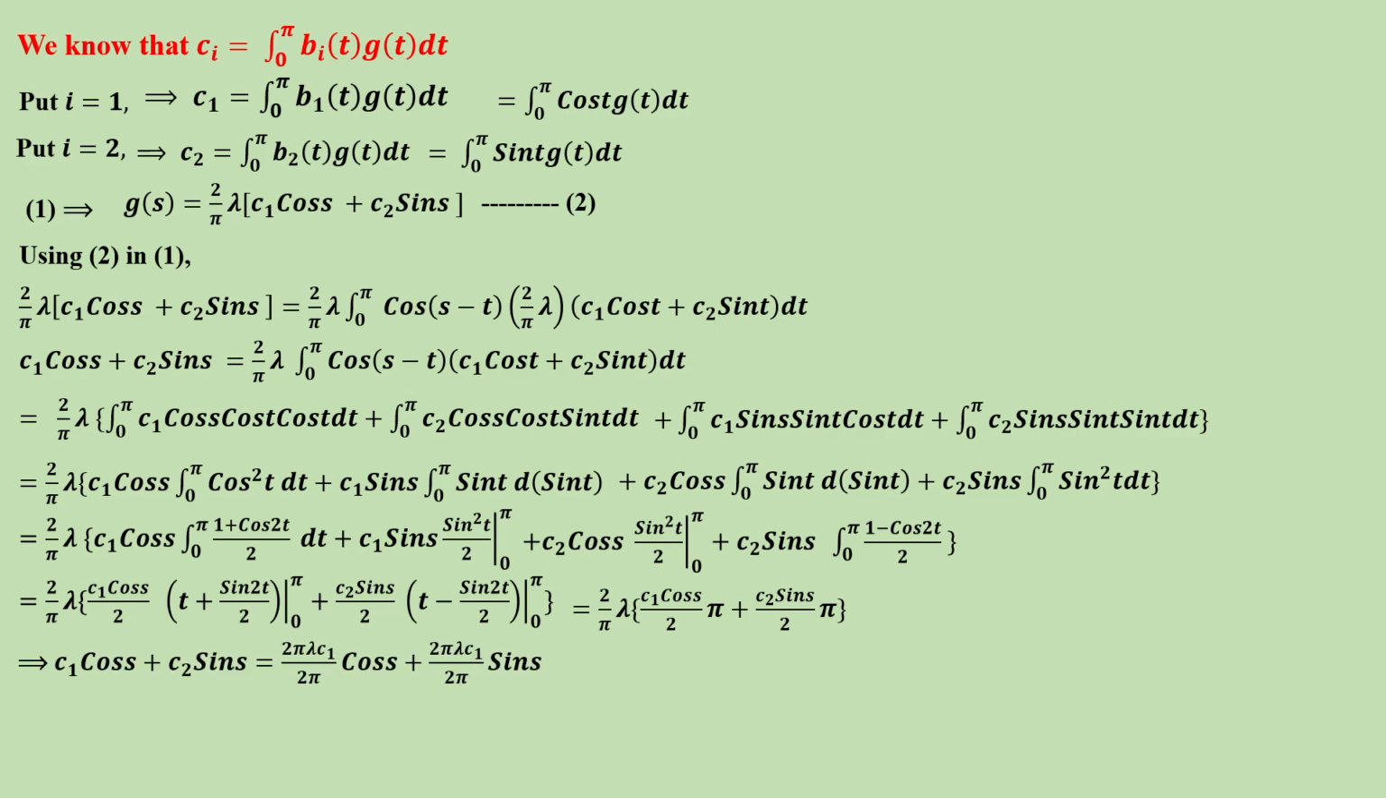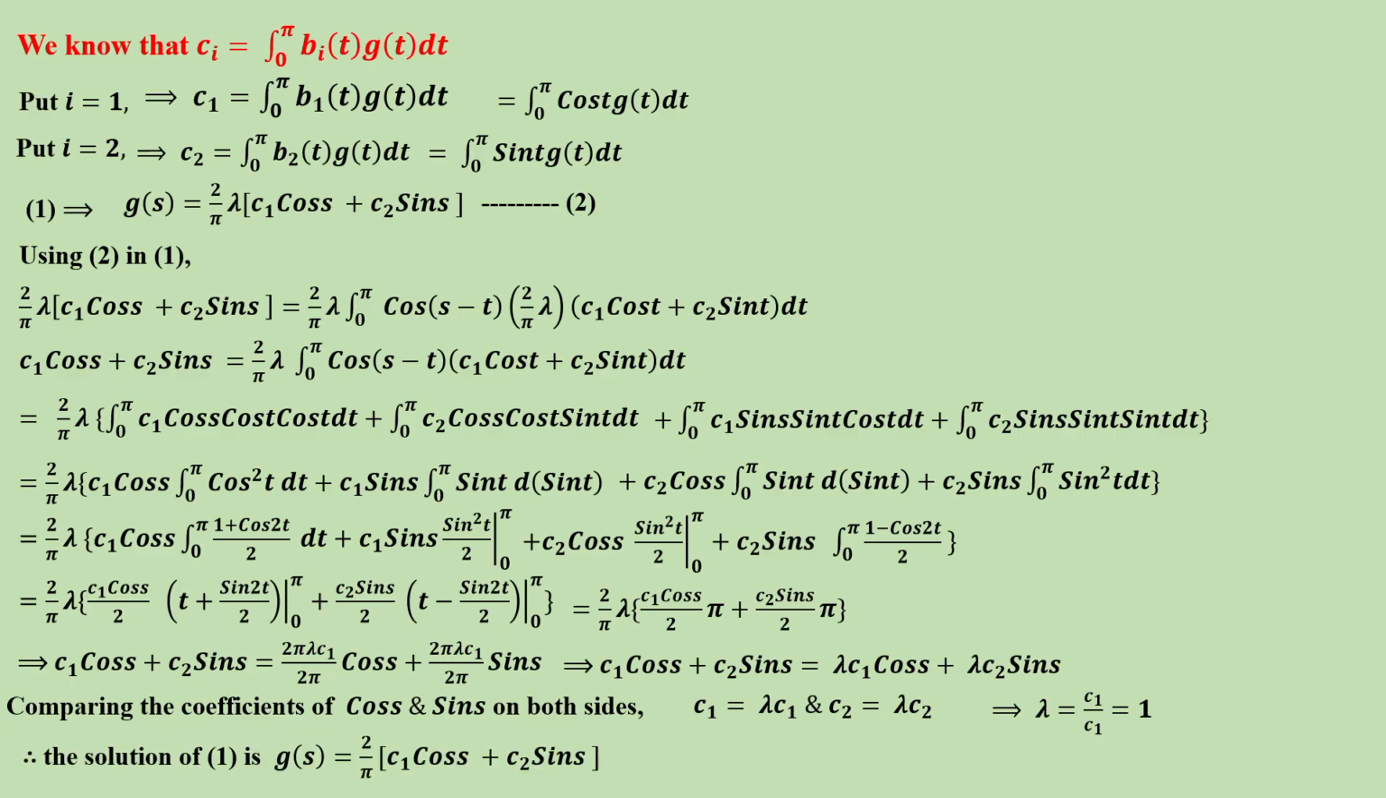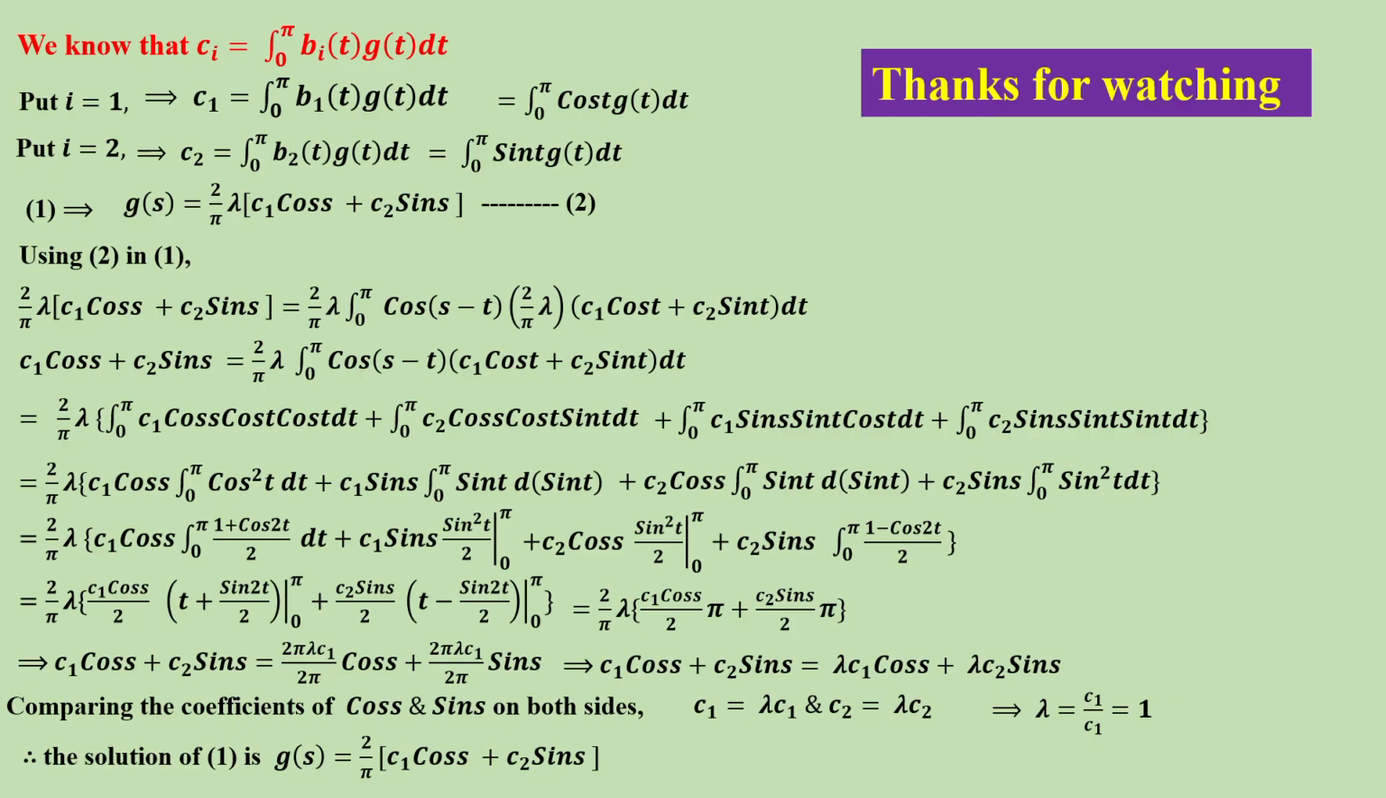So c1 cos s plus c2 sin s is equal to 2 pi lambda c1 by 2 pi cos s plus 2 pi lambda c2 by 2 pi sin s. The second term is c2, instead of c1 you put c2. So 2 pi gets cancelled. So c1 cos s plus c2 sin s is equal to lambda c1 cos s plus lambda c2 sin s. Comparing the coefficients of cos s and sin s, you will get c1 is equal to lambda c1 and c2 is equal to lambda c2. So lambda is equal to 1. In both cases lambda is equal to 1. Therefore the solution of 1 is g of s is equal to 2 divided by pi, c1 cos s plus c2 sin s. Thanks.